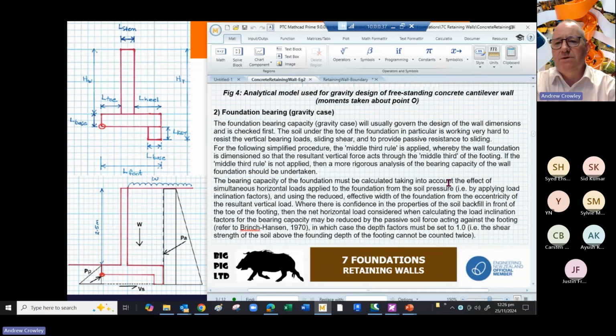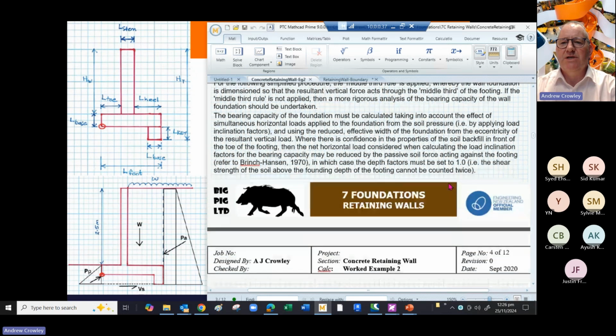The gravity case will usually be the dominant load case, not always, depending on where you are, but we do need to check against the seismic load case. For the simplified procedure, we look at the middle third rule, and it's much easier if you do apply the middle third rule. Otherwise, it's a very complicated analysis. And we've got to take into account the applied horizontal loads and the soil pressures.